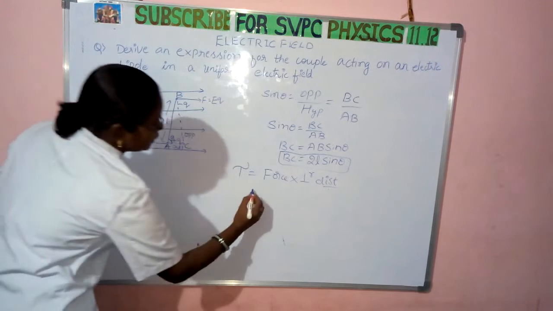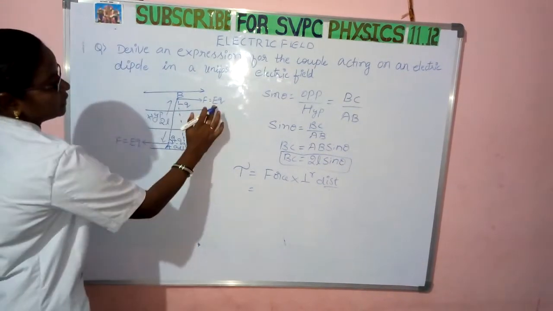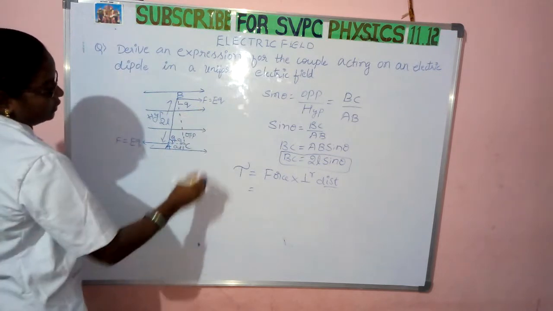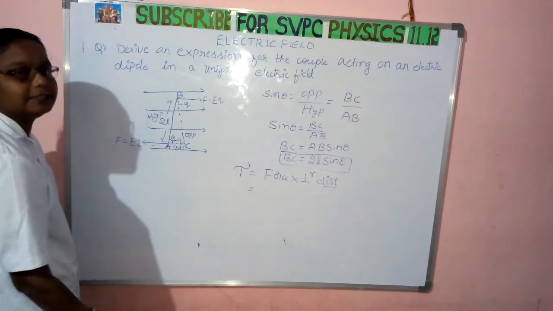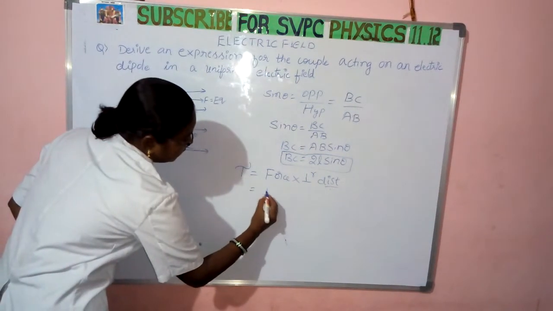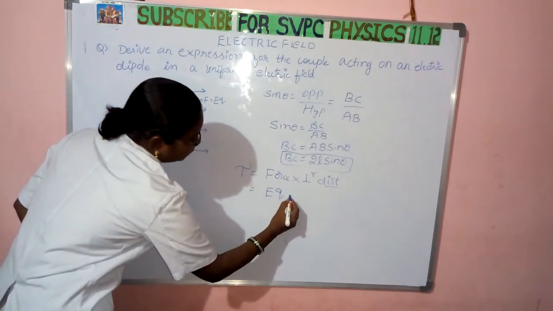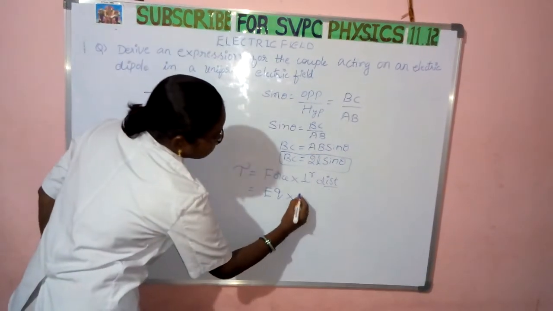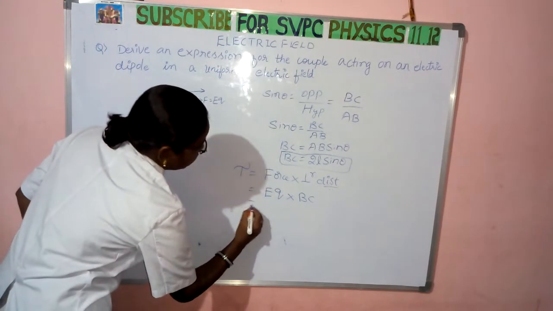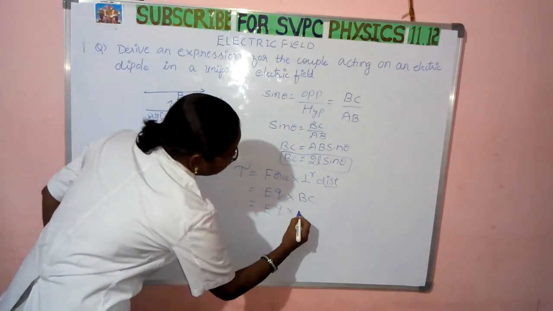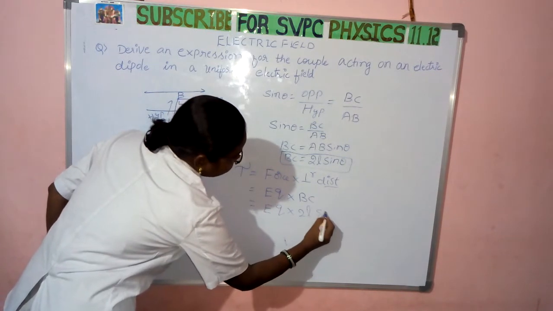Now what is the force? Force is equal to EQ, for any one charge. Either you can take the positive charge or the negative charge, we are considering only magnitudes. So torque is E into Q into the perpendicular distance, which is BC. Now E into Q as it is, into BC, which is 2L sine theta.